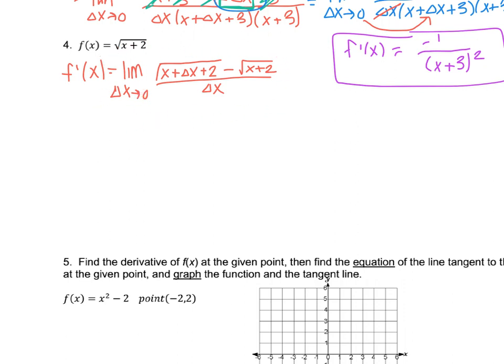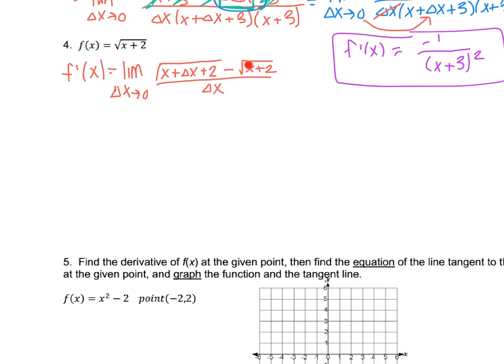This is the limit I need to evaluate. Plugging in delta x, replacing that with 0. If I replace this with 0, I would end up with the square root of x plus 2 minus the square root of x plus 2 divided by delta x. That would be 0 over 0. So we need to do something here to change this. What are we going to do?